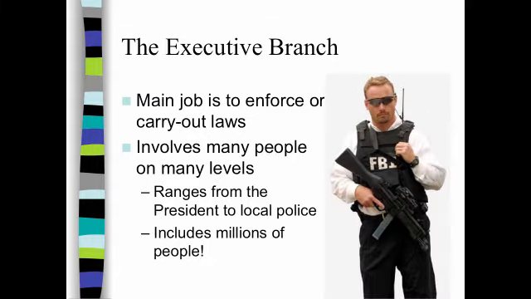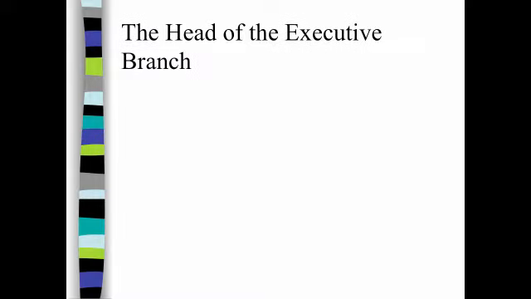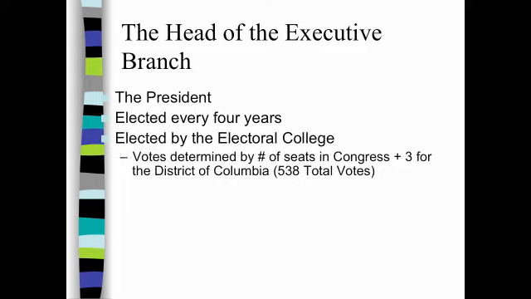Lots of people. The FBI, though, is one example. The head of the executive branch is the president. The president is elected every 4 years, and they are elected by what is known as the Electoral College. This is a complicated idea that I'm going to save for a different setting to explain the voting of the president. That'll be a separate video.